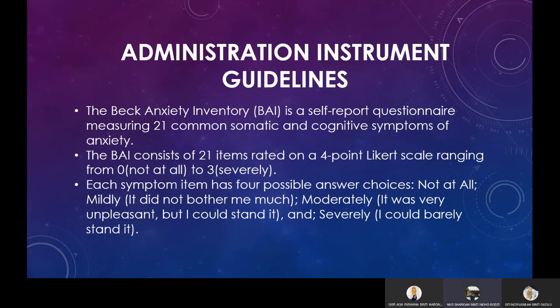I will continue to give the explanation on how to administer this instrument. This slide shows the administration instrument guideline. First, the Beck Anxiety Inventory, BAI, is a self-report questionnaire measuring 21 common somatic and cognitive symptoms of anxiety. Second, the BAI consists of 21 items rated on a 4-point Likert scale ranging from 0, not at all, to 3, severely. Third, each symptom item has 4 possible answer choices.